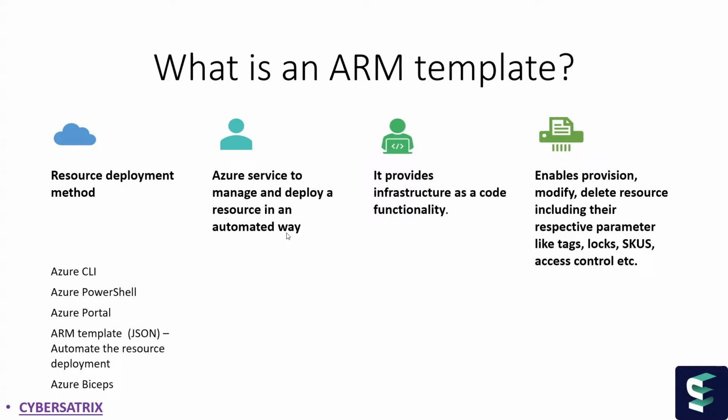Coming back, how can we deploy this ARM template? We can deploy the ARM template using the below listed methods. One is Azure CLI, that is Azure command line, then Azure PowerShell, Azure portal, Azure template, which we just discussed, and Azure Bicep. Azure Bicep is again dependent on the JSON framework, but the way you write its structure or syntax varies a bit, and Azure is trying to come up with a simpler way than JSON to deploy the resources. So have a look at this, and you'll get a better understanding.